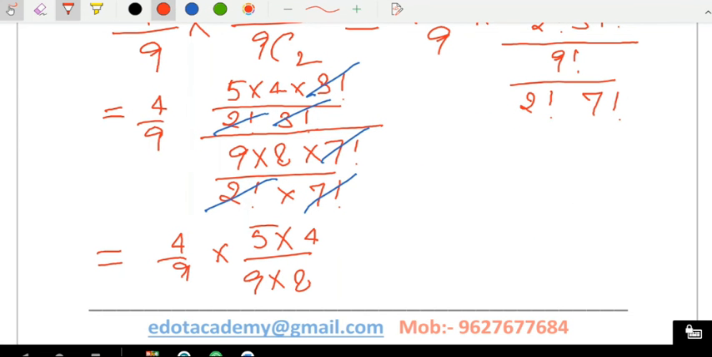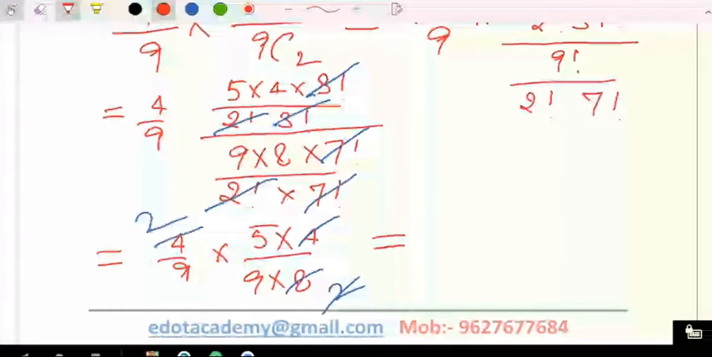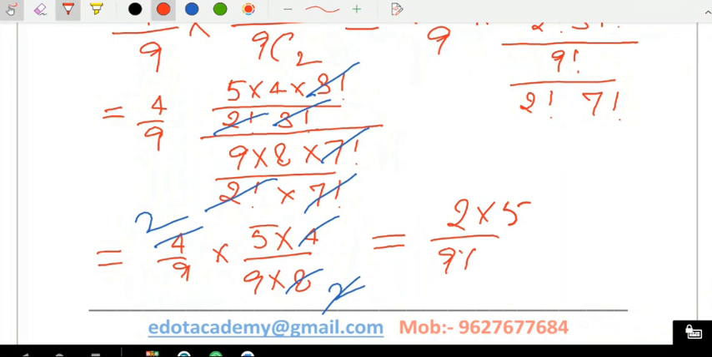Now cancel again. You can cancel here 4 2s are 8 and again 2 2s are 8. Now whatever is left, just multiply. So we can multiply 2 into 5 and 9 into 9. So our answer is 10 by 81. So this way you can calculate the probability.